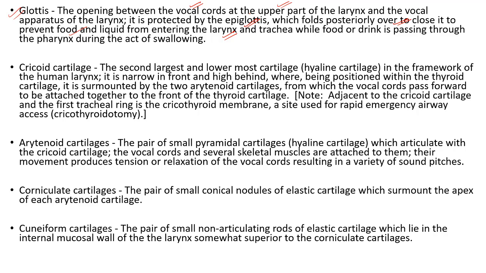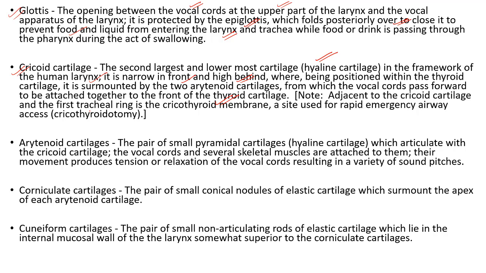Cricoid cartilage. The second largest and lowermost cartilage is the cricoid cartilage. It is also a hyaline cartilage. In the framework of the human larynx, it is narrow in front and high behind, whereas being positioned within the thyroid cartilage. It is surrounded by two arytenoid cartilages from which the vocal cords pass forward to be attached together to the front of the thyroid cartilage.